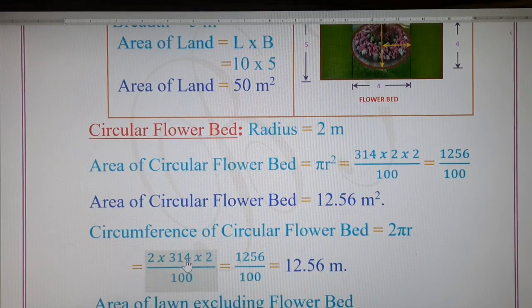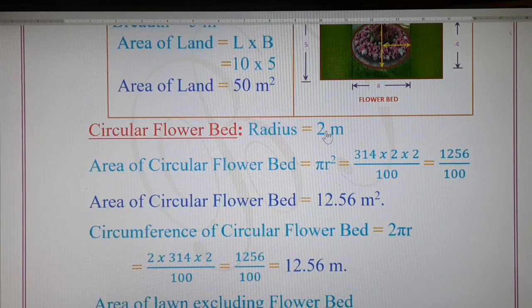And pi's value we'll take as 314 upon 100, or we can say 3.14. So the decimal point from 3.14 I have removed and written it as 314 upon 100. So pi's value we have substituted as 314 upon 100. Radius we know, that is 2 meters. That is the radius of this flower bed. That is the distance from the center of the circle to the end of the circle, that distance is known as radius of the circle. So radius of this flower bed is 2 meters. So that we will substitute in the value of radius.